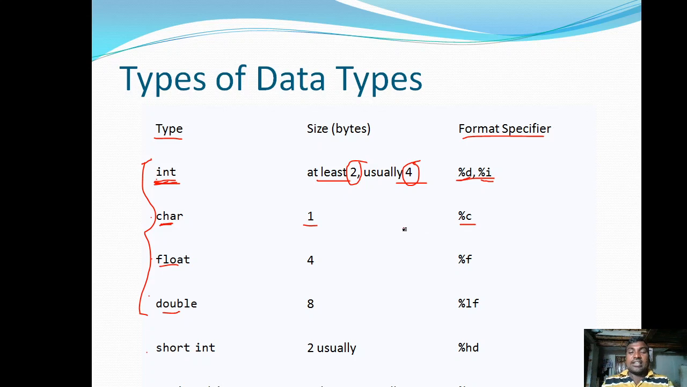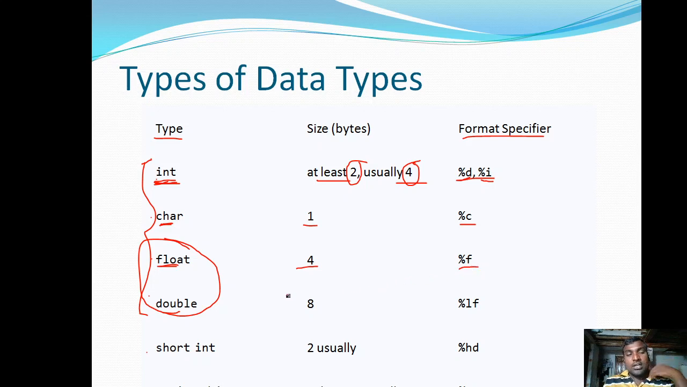The format specifier associated with the char data type is %c. Coming to the float data type, one thing you need to remember is that float and double are both associated with fractional values, real values, so the numbers include a decimal point. The float data type requires 4 bytes of memory, and the format specifier associated with float is %f.